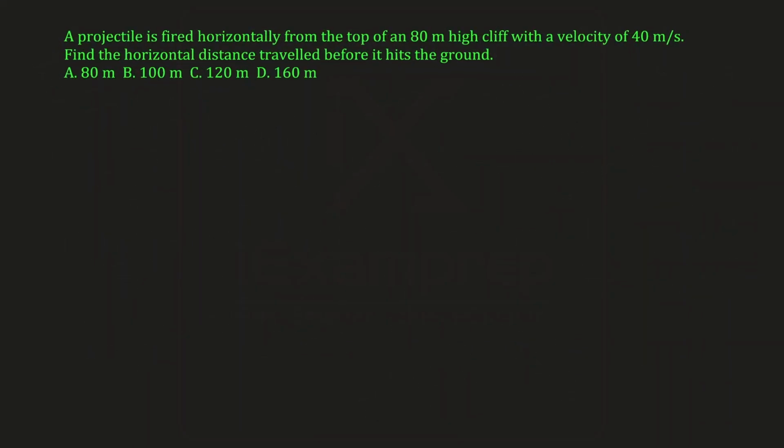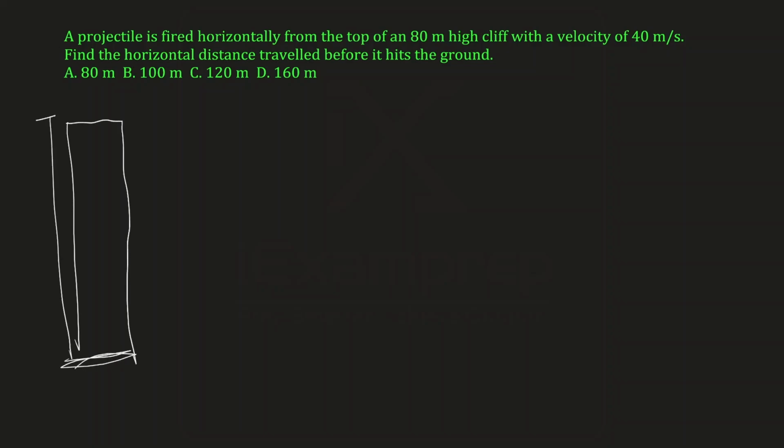Now let's look at our last problem for this video. This question says that a projectile is fired horizontally from the top of an 80-meter high cliff. So let me picture that. This is a cliff of 80 meters, the distance from here to the ground level is 80 meters, with a velocity of 40 meters per second. So u is equal to 40 meters per second. Find the horizontal distance traveled before it hits the ground. So we are looking for the range.